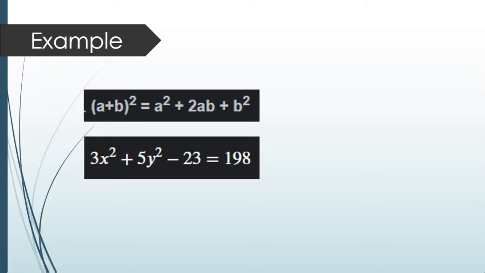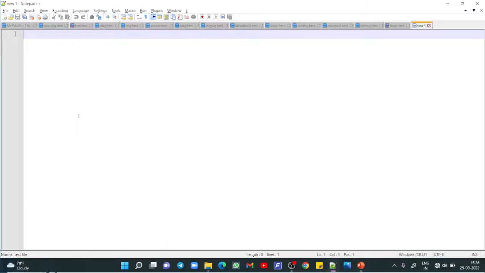So here we have the example. For example, (a + b) whole square is equal to a square plus 2ab plus b square. If I want to write this particular statement in my HTML code, we always use the superscript tag for this. Okay, so let's move to the practical section.